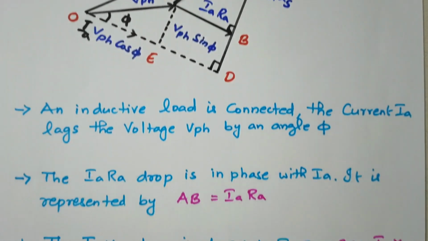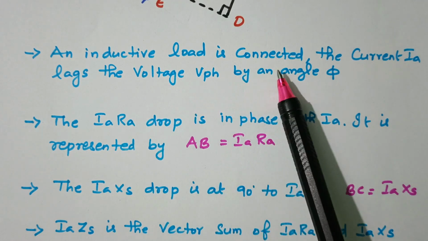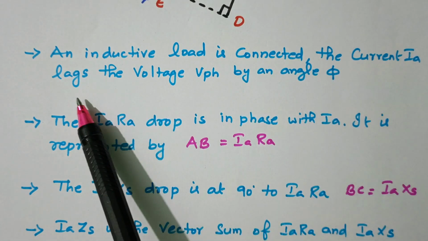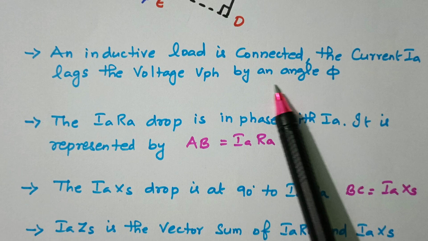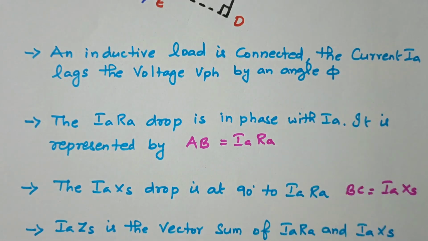As an inductive load is connected, the current IA lags the applied voltage V phase by an angle phi. That I have already discussed. This current is lagging.